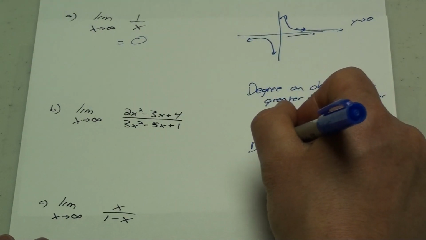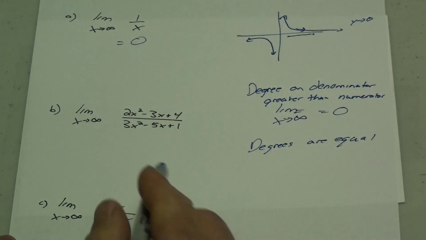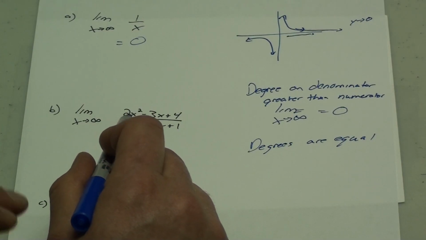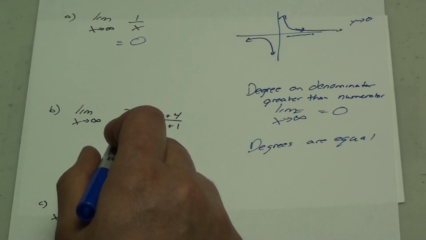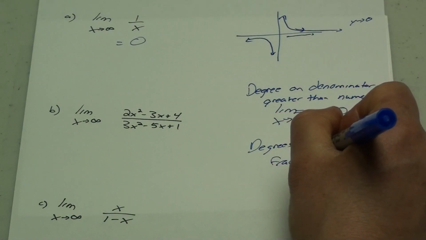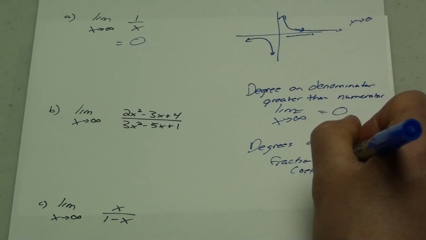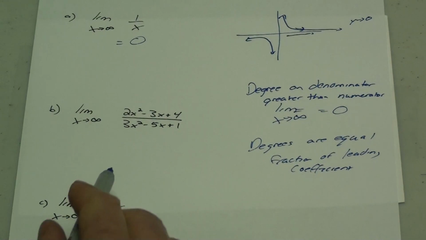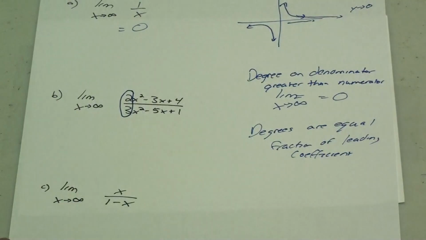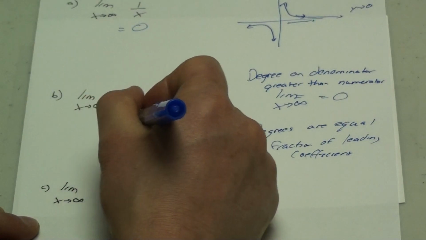If my degrees are equal, so for example, in the second one, the degrees are equal. Both of them are quadratics. They both have the highest exponent being 2. Then it's going to be equal to the fraction of the leading coefficient. So here, my leading coefficient is in front of the squareds. So as x approaches infinity, my answer is going to be 2 over 3.